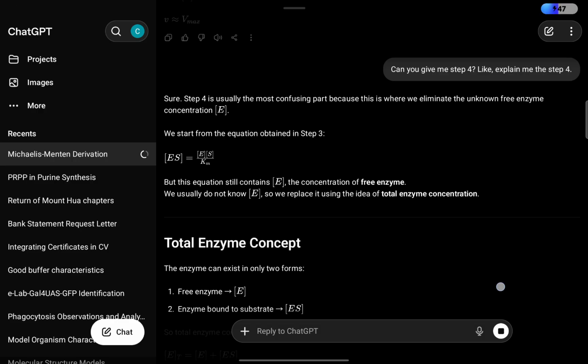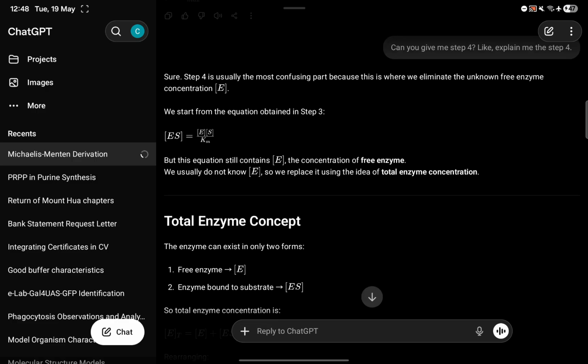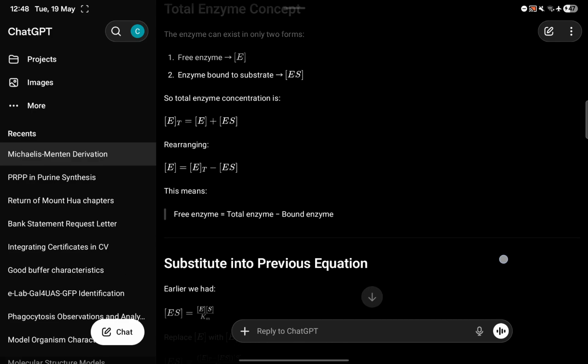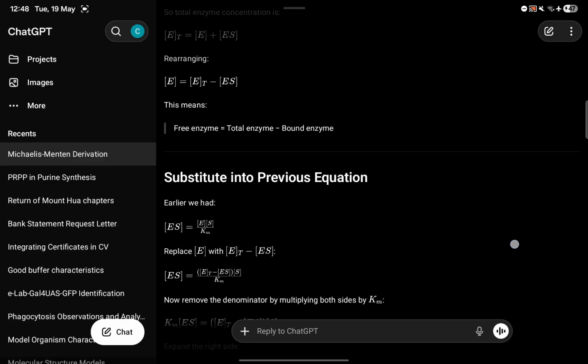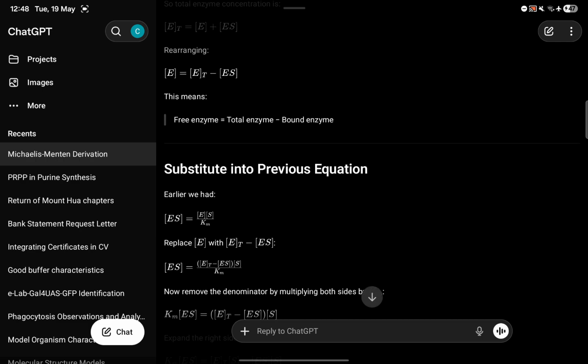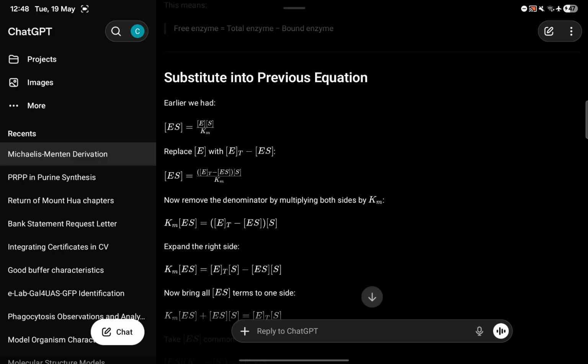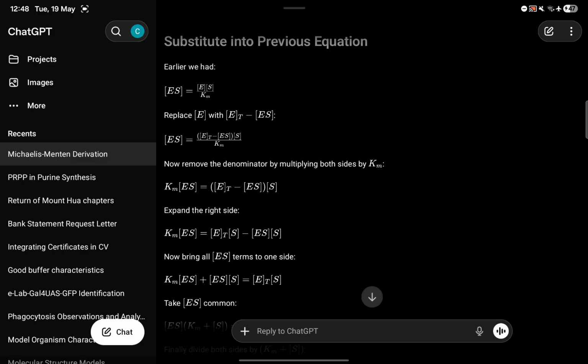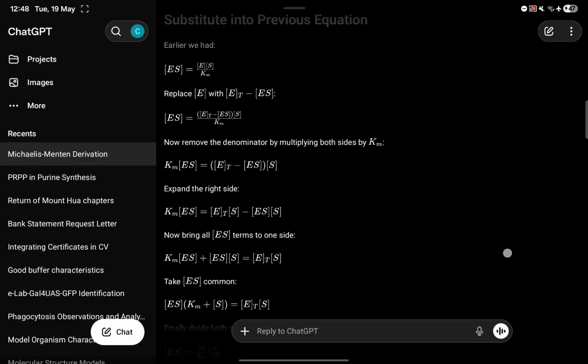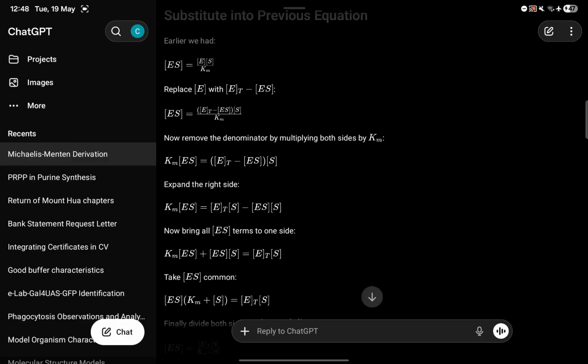The unknown free enzyme concentration, ES is equal to transient state is equal to substrate and enzyme product upon K. What? Where did this come from? Okay. Oh my god. This is like the first step. Okay. E with ET in. We have now, what do we have? Km ES is equal to ET ES S Km. So Km intermediate ET minus intermediate substrate.